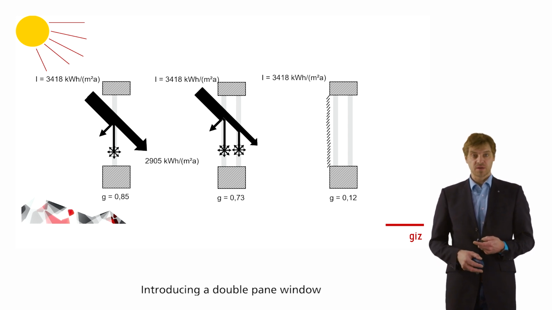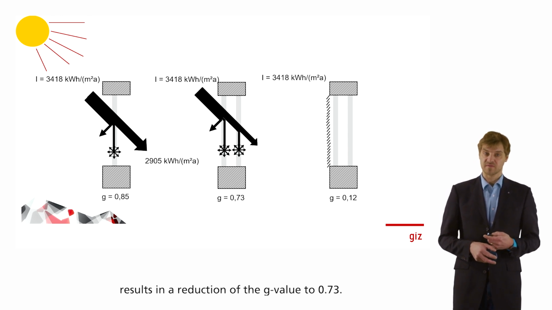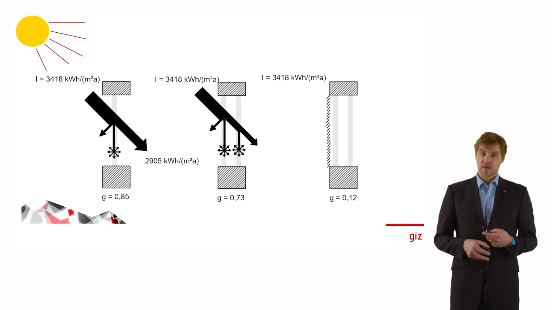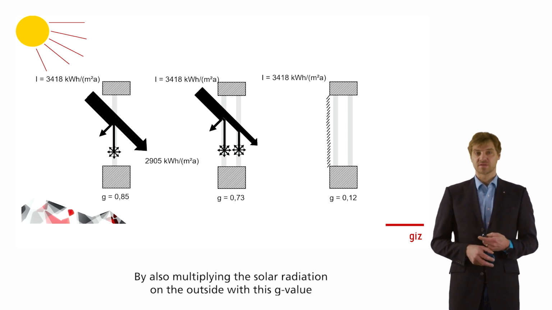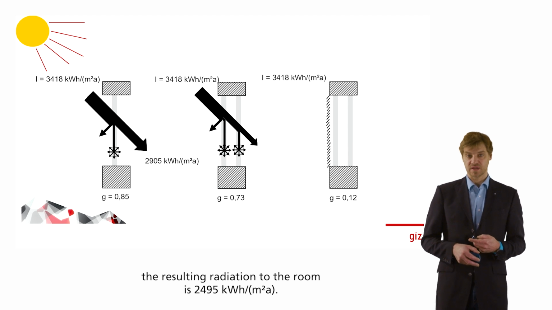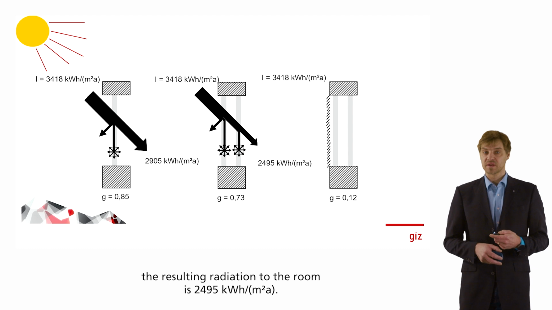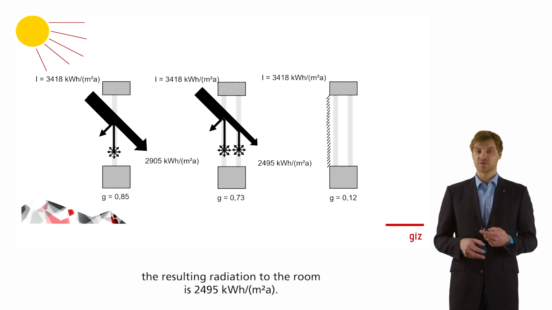Introducing a double pane window results in the reduction of the G value to 0.73. By also multiplying the solar radiation on the outside with the G value, the resulting radiation to the room is 2,495 kWh per square meter and year.